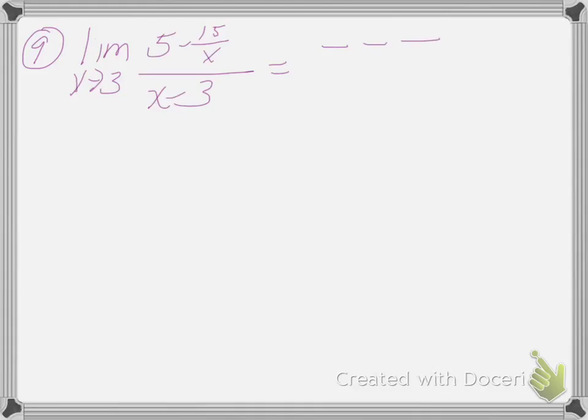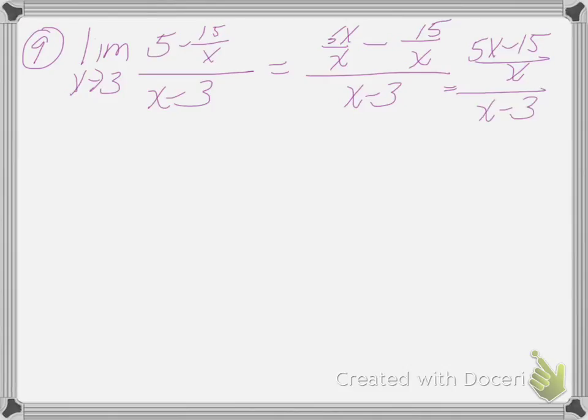So I need 2 common denominators, and it's going to be x. So I'm going to have 5x here, and that's just 15 over x, and this denominator stays the same. So if I combine these, I get 5x minus 15 over x, and that's all over x minus 3. Make a division problem. I'm dividing by x minus 3 over 1.